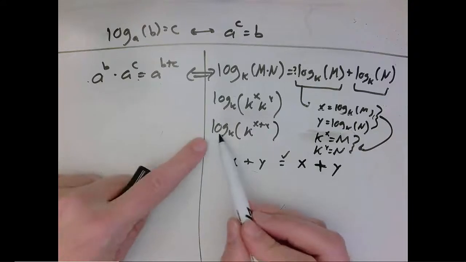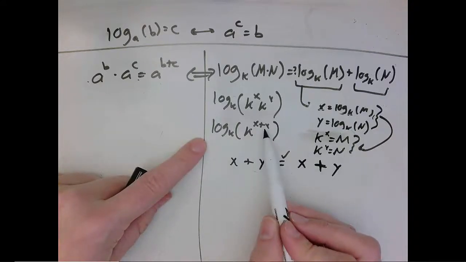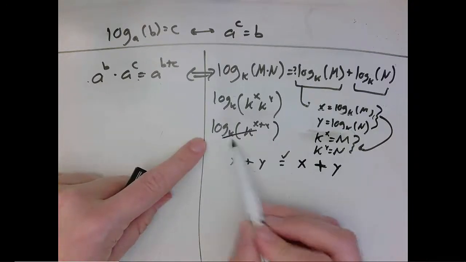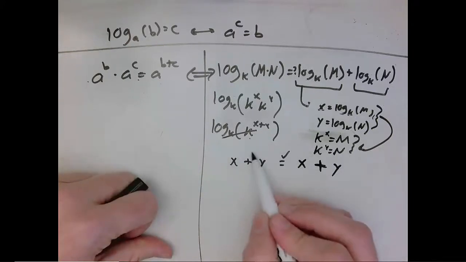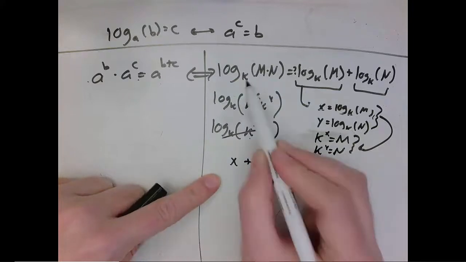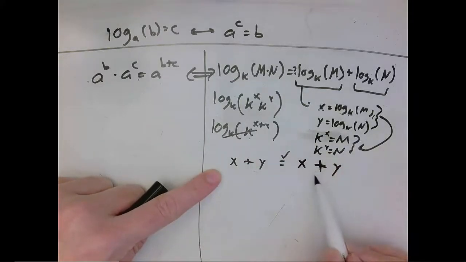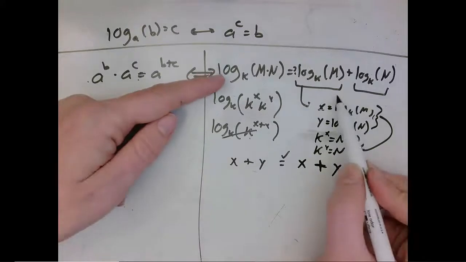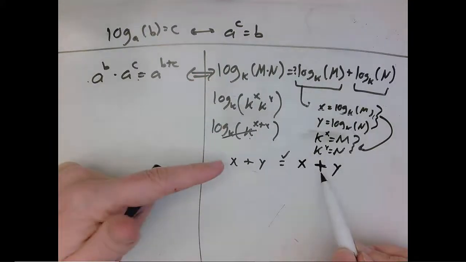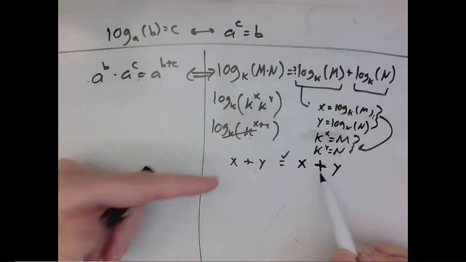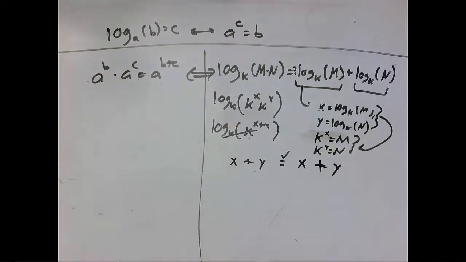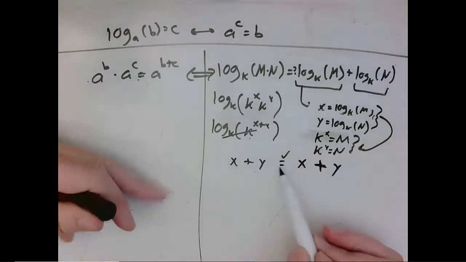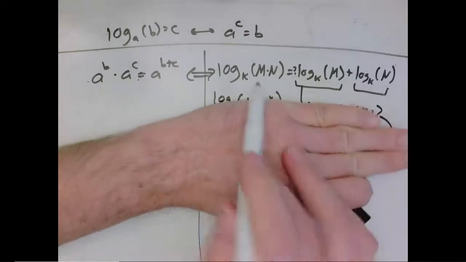And log base k of k to the anything, like log base k and k to the whatever power, those are undoing each other because they're inverses. And so now I've just got x plus y. So I had x plus y on the left, I've got x plus y on the right. In between, I only did algebraically valid moves that don't change any values. Like these moves in the middle are true for all values of x and y and m and n and k and so on.